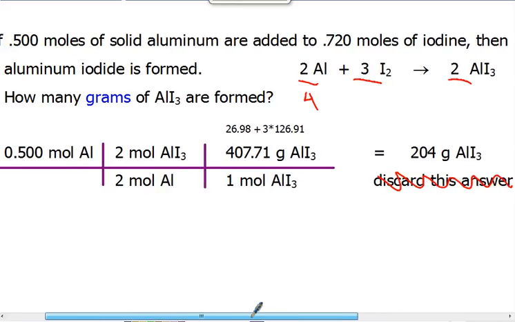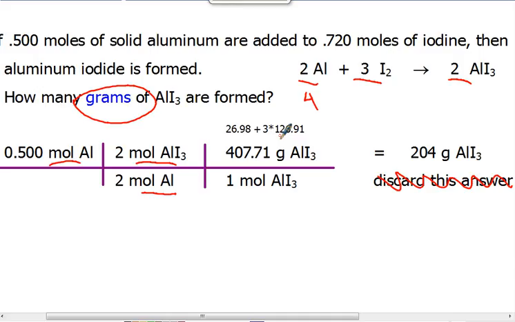So we have worked the first problem here. 0.5 moles of aluminum. It's in moles, so I go ahead and do the mole to mole ratio. And then I'm looking for grams, so I changed the moles of aluminum iodide to grams. Where did I get 407.71 from? Yeah, periodic table. So that's aluminum plus 3 iodines. I need to do the same thing. Oh, and I got an answer.